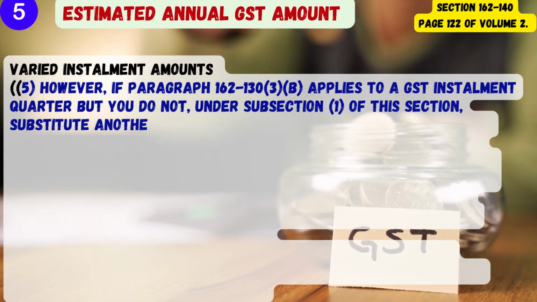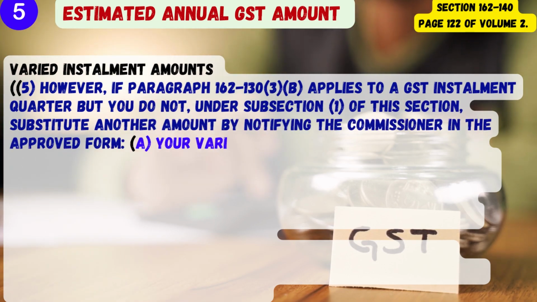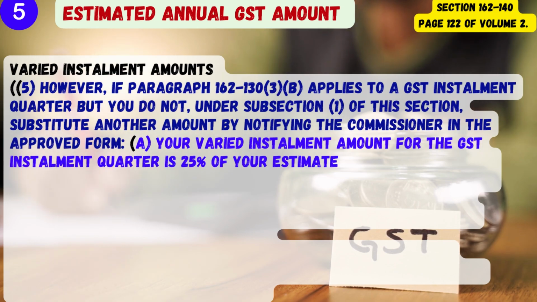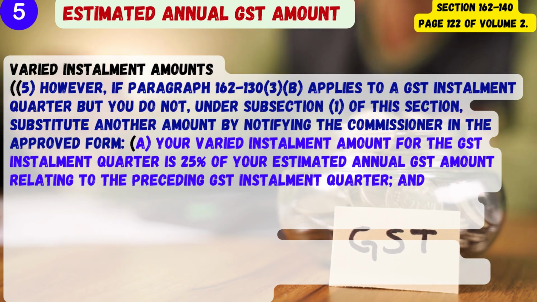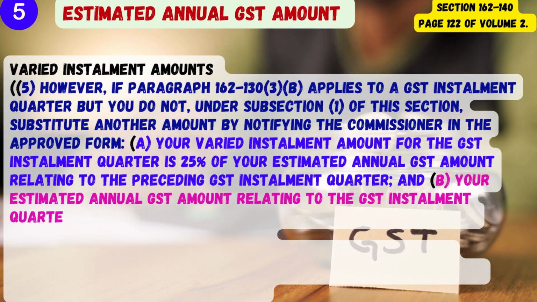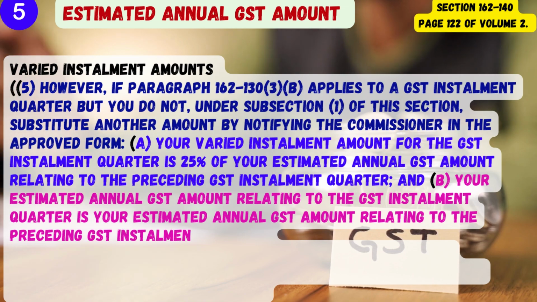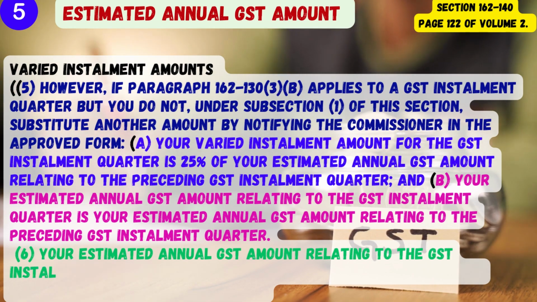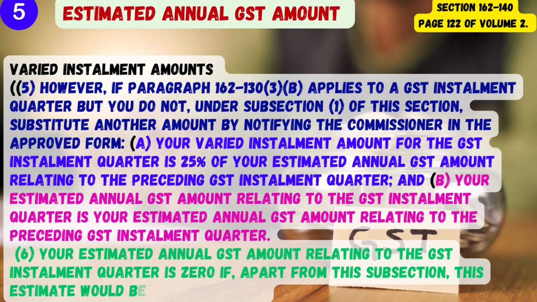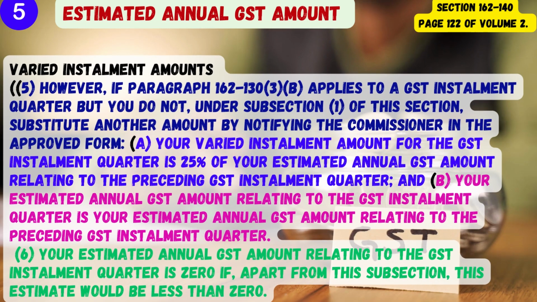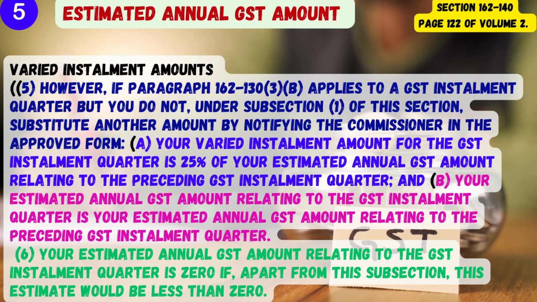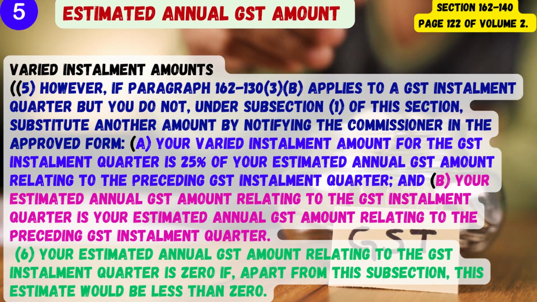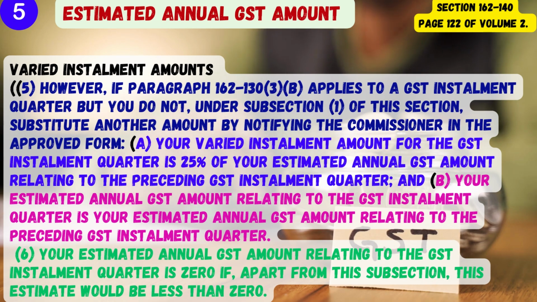5. However, if paragraph 162-133(b) applies to a GST installment quarter but you do not, under subsection 1 of this section, substitute another amount by notifying the Commissioner in the approved form: a. Your varied installment amount for the GST installment quarter is 25% of your estimated annual GST amount relating to the preceding GST installment quarter. And b. Your estimated annual GST amount relating to the GST installment quarter is your estimated annual GST amount relating to the preceding GST installment quarter. 6. Your estimated annual GST amount relating to the GST installment quarter is 0 if, apart from this subsection, this estimate would be less than 0.